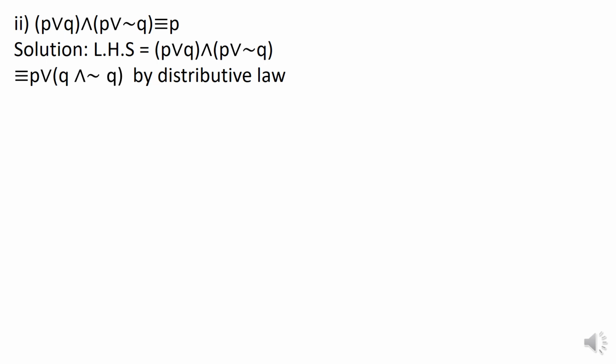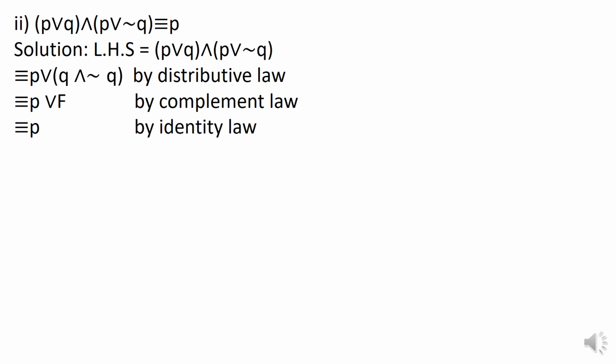Now we get commonly Q and not Q. Now Q and not Q is false. Thus, in the next step, we get P or F. This is by complement law. Now P or F is P, and thus we get P by identity law. I hope the concept is becoming clearer to you as we do more sums.